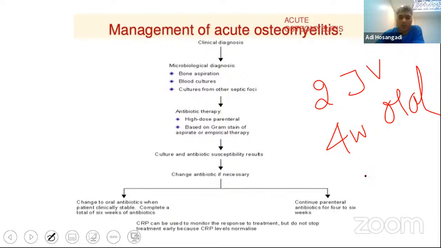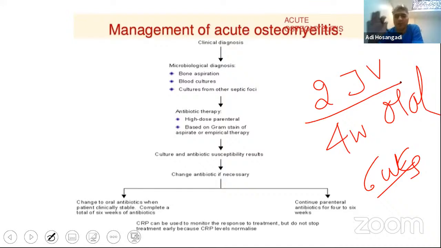Please remember, a total of 6 weeks of antibiotics are given. So 2 weeks IV, you will start empirically, then you get the culture report. If it is sensitive, you will continue. If it's not, you will change. Looking for ESR, CRP. If it doesn't respond, it means they have to change the antibiotics, or you have to do decompression of the bone. Okay, please remember that.